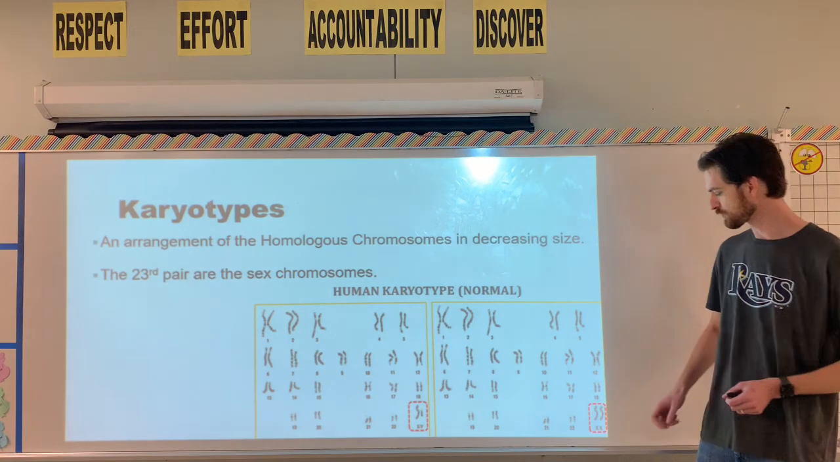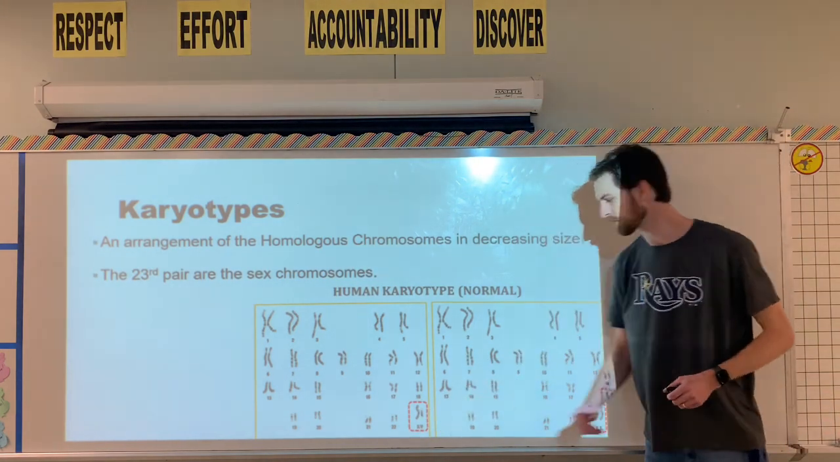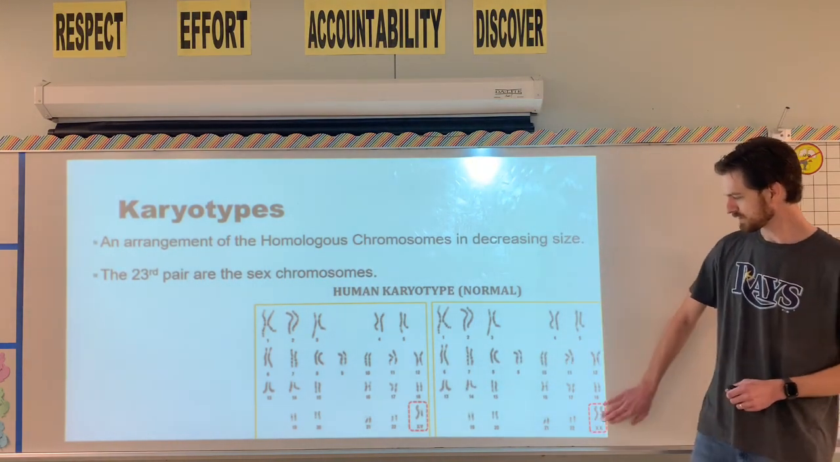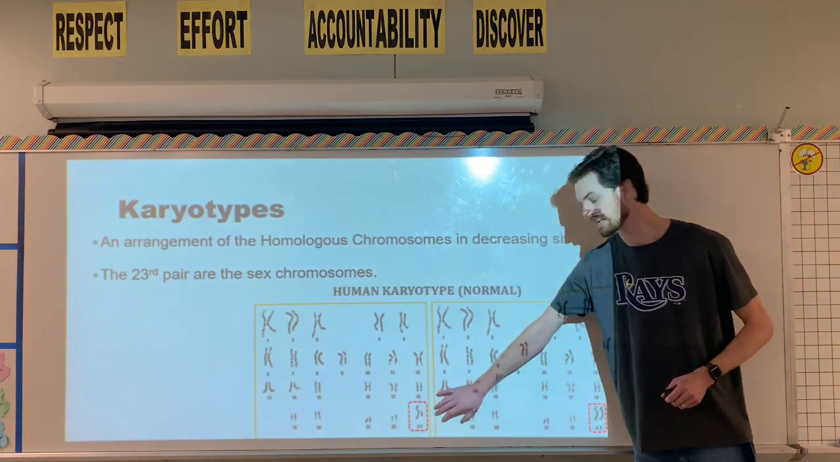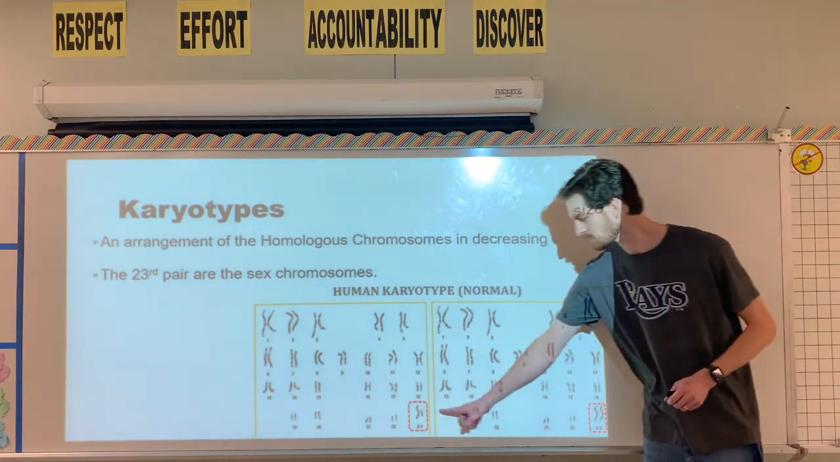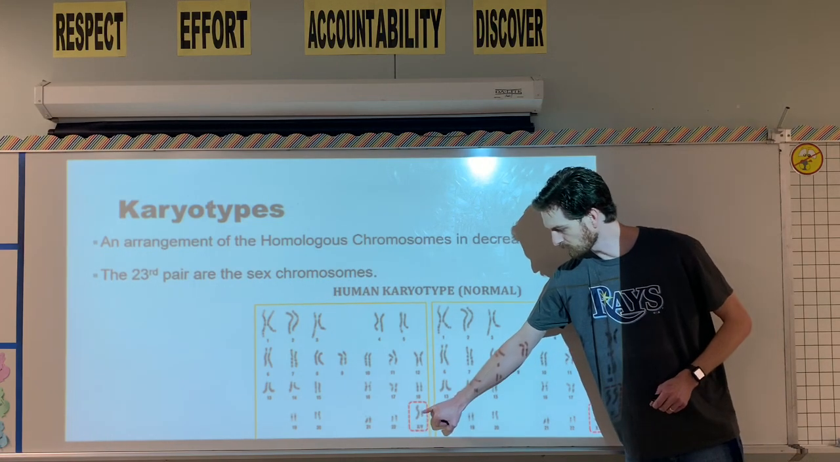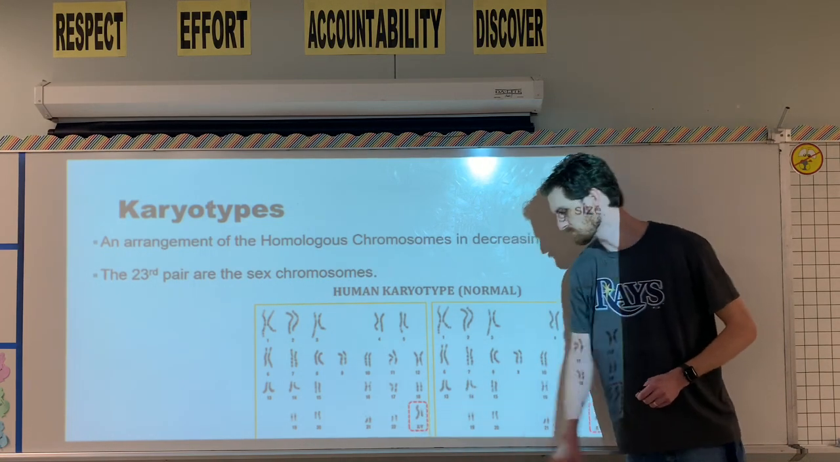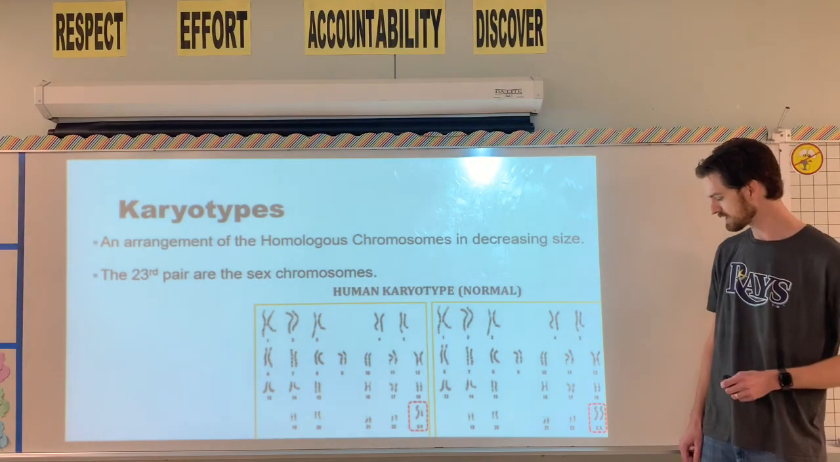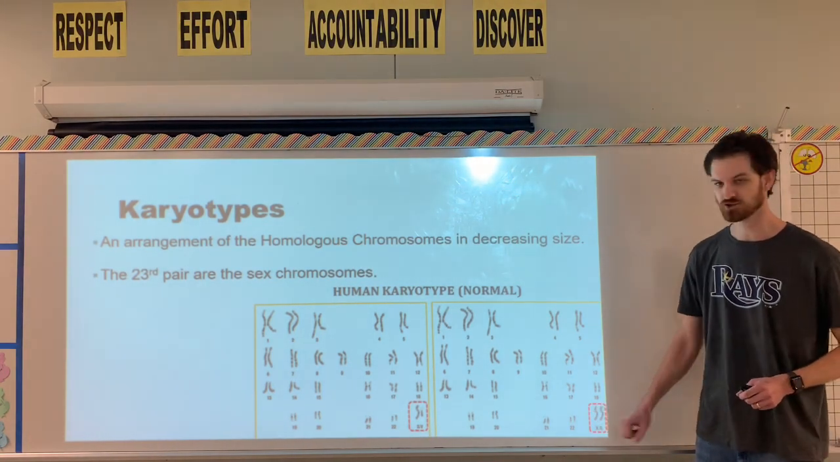And then on the 23rd pair, we have our sex chromosomes. So we put the male or female characteristic at the end, okay? So this one over here is a male, and I know that because it says XY. Males have a Y chromosome, which is much smaller than the X chromosome. It holds a lot less information on it. And females have 2 X chromosomes.